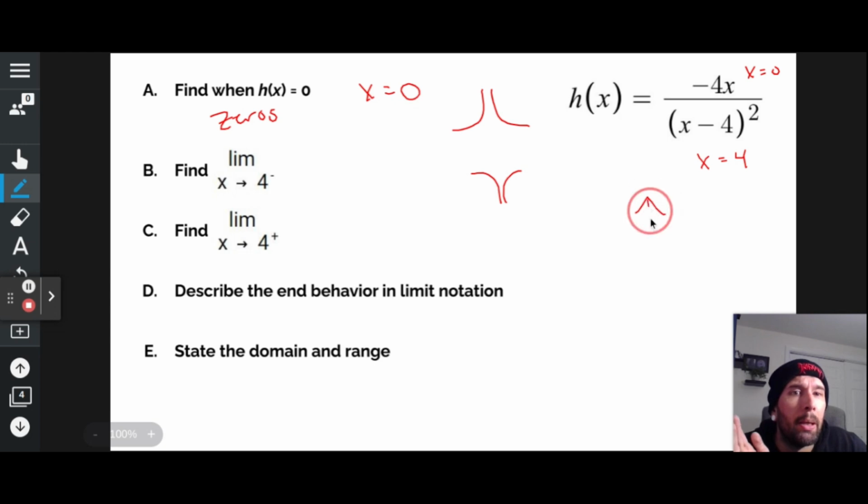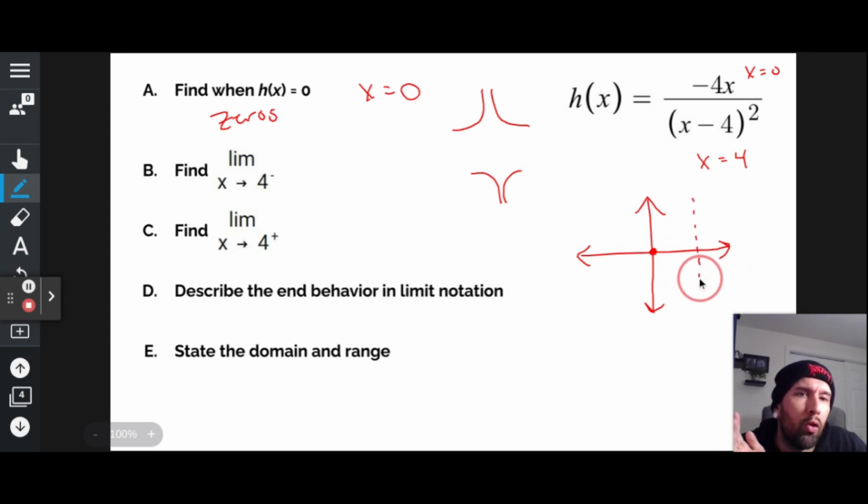So I'm going to draw myself a very basic coordinate plane. Magic happens at 0. Okay. Vertical asymptote at 4. Now, one of the things I can do to figure out if this starts here and then goes through there and shoots up, or if it starts up here and goes through there and goes down, is I could just pick any number in here and see if it's positive or negative.